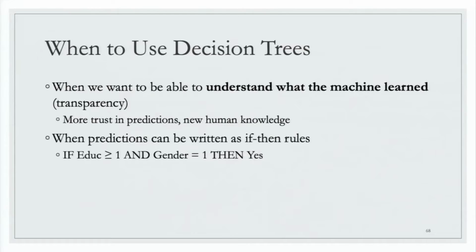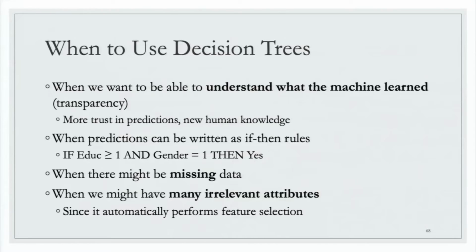We also use it whenever our predictions probably follow rules. So if some combination of attributes leads to a particular outcome, then this is a good type of model to use. Good for missing data, as we've talked about. And it's great if we might have too many irrelevant attributes because it's going to do feature selection. All reasons to use decision trees.